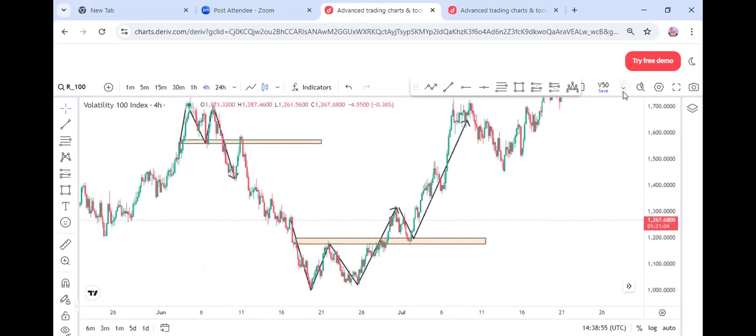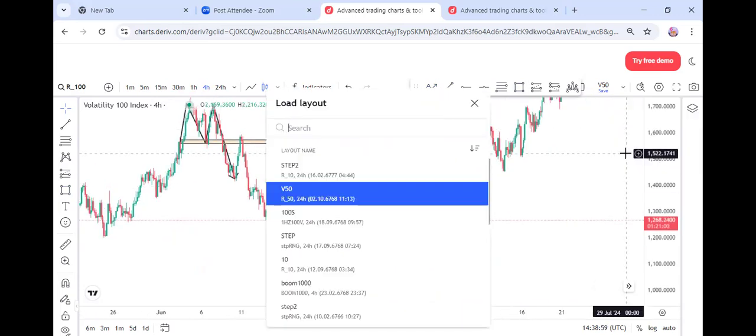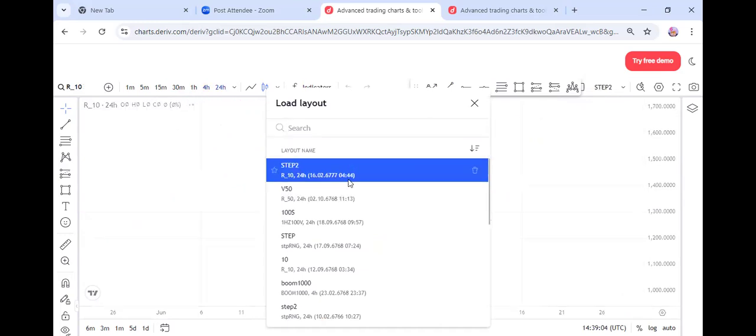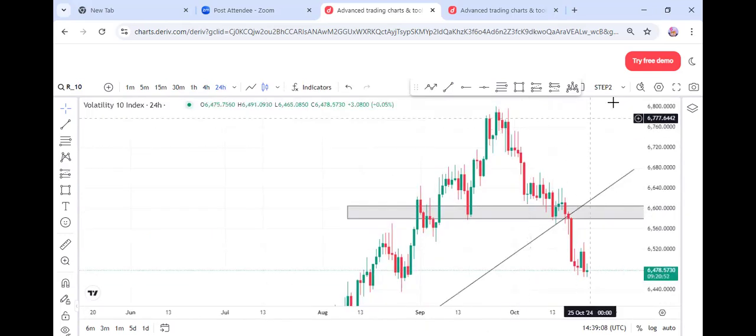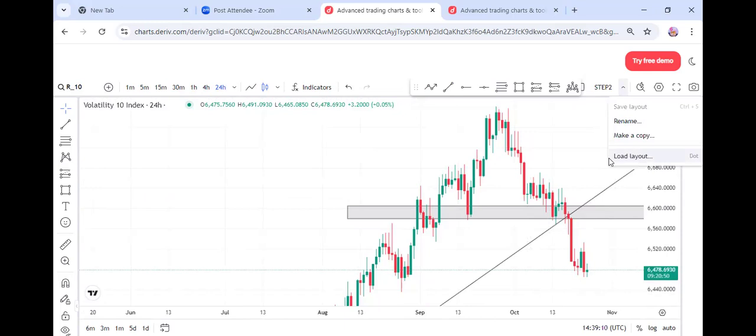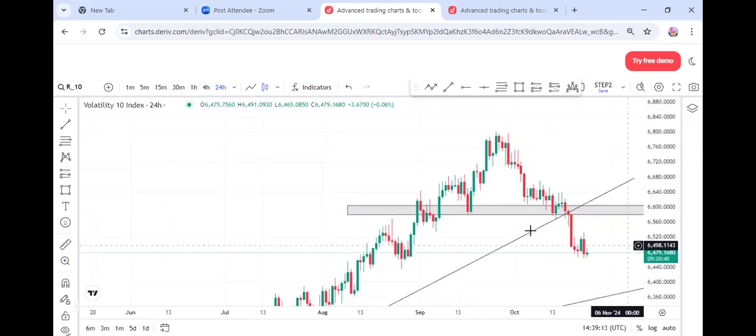So now we have done double top and double bottom. Now let's go for head and shoulder and inverse head and shoulder. Right. We have a head and shoulder right here. Can we see this head and shoulder?